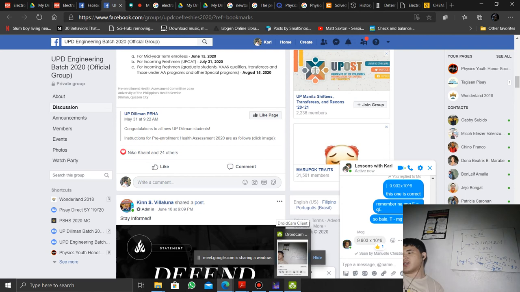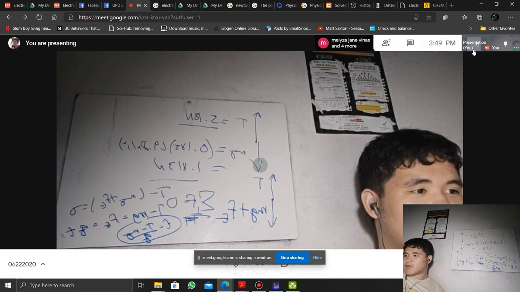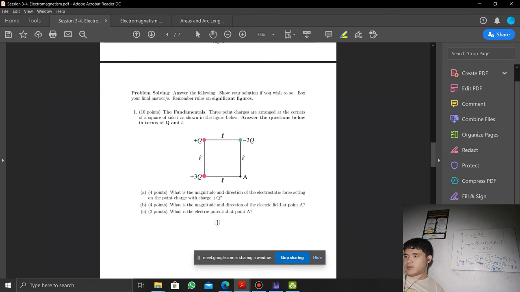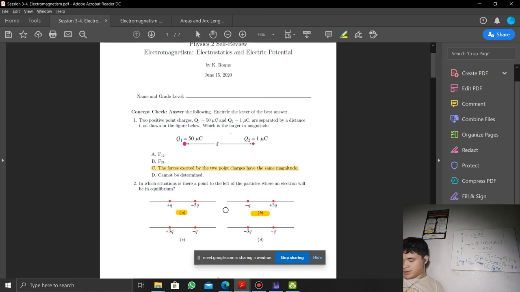before we go to the next question, balikan natin yung kanina sa multiple choice, no? Yung mga skinip natin kanina. Sige, wait. Nasaan na ba yun? Okay, here. Number 6, number 7. Sige, number 7 muna.